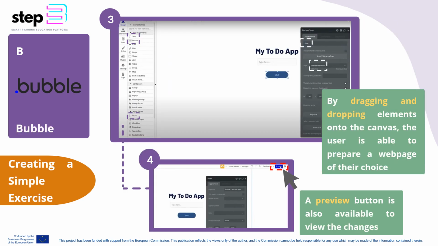As seen in image number 3, by dragging and dropping elements onto the canvas, the user is able to prepare a web page of their choice. For example, in image number 3, 3 elements were dragged onto the blank canvas of the Bubble platform. These included text, button, and input.